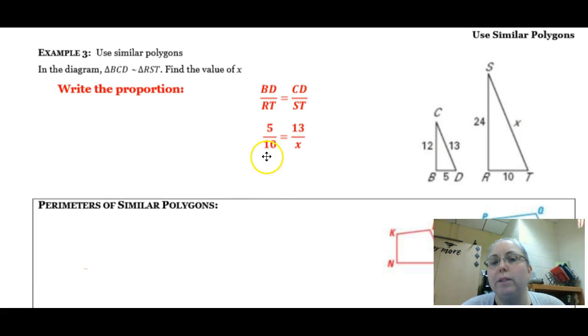So 5/10 is equal to 13 over whatever x is. And then when we solve for x, we get that x is 26. So as long as you can set up the proportion, you should be able to solve for the unknown.